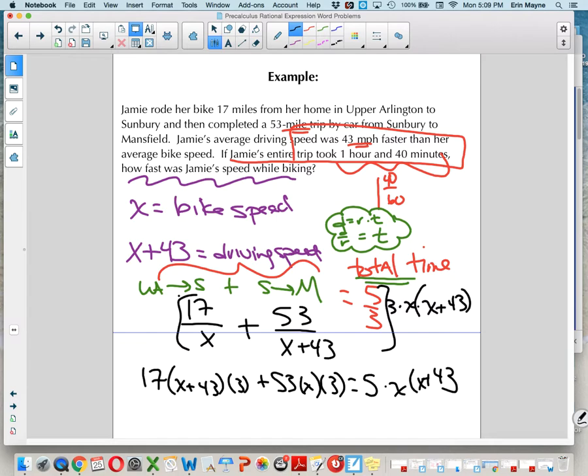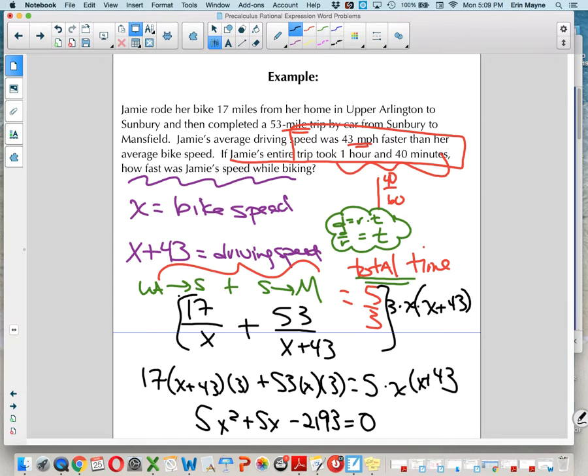Now, this is going to turn into a quadratic. So if you would, for me, please, go ahead and hit pause and work your way through until you get to the quadratic. This gives me 5x squared plus 5x minus 2193. Now, I would not expect or want you to actually solve that. I would want you to throw that in your calculator using the quadratic formula and come up with an answer.